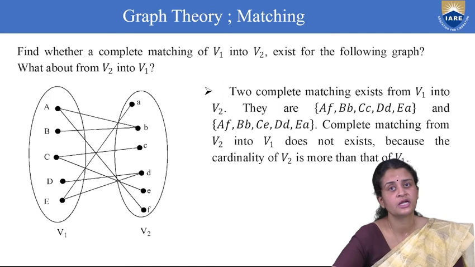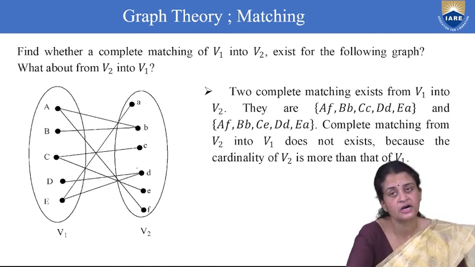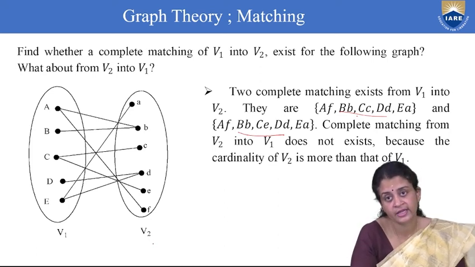Now what about this graph? Does it have a complete matching? This graph has vertices A, B, C, D, E, F on one side and small letters on the other. There exist 2 complete matchings: this one is the first complete matching and this one is another. Can we find any matching from V2 to V1? No, it is not possible. Why? Because the cardinality of V2 is higher than V1. So we cannot find a complete matching from here to here, by following Hall's condition and the conditions that we have discussed so far.